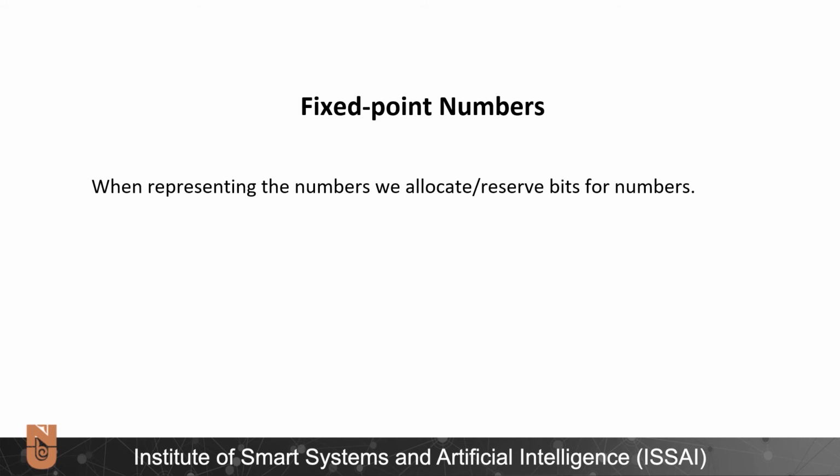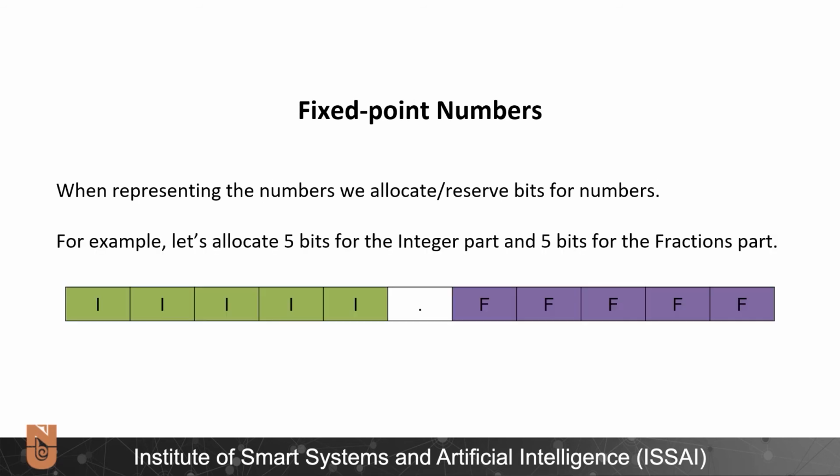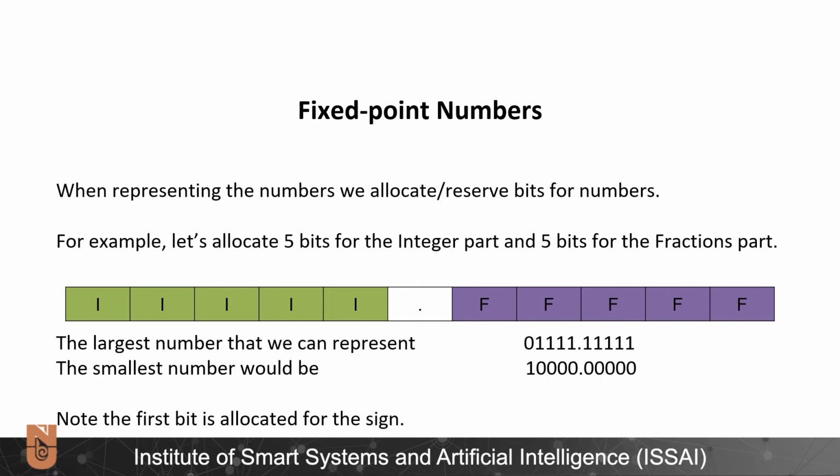Now it's time to talk about how the numbers are processed and stored in the computer memory. One way of storing the numbers in memory is fixing the number of bits. Basically, we reserve some amount of bits to represent the numbers, and it's called fixed point numbers. For example, let's allocate 5 bits for the integer part and 5 bits for the fraction part. So the largest number that we can represent would be 0.1111, and the smallest would be 1000.00000. Note that the first bit is used for representing the sign of the number.